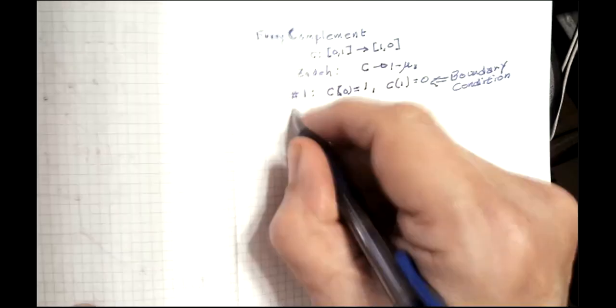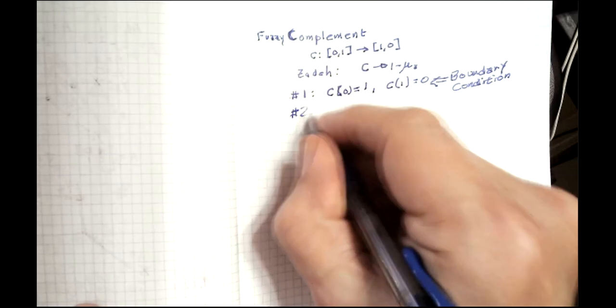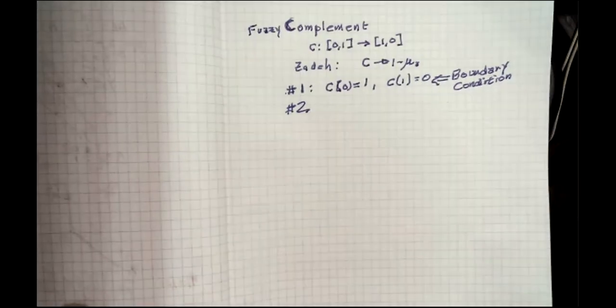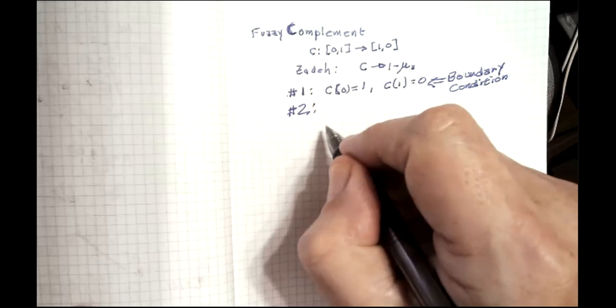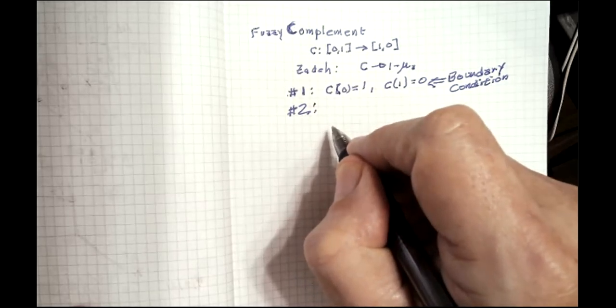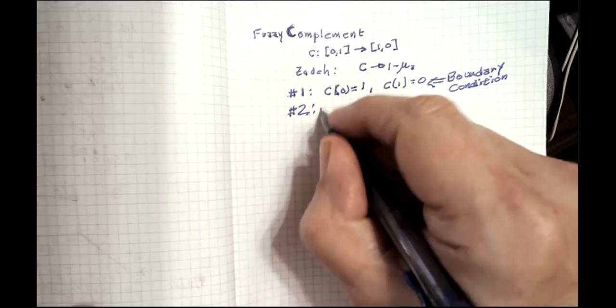Axiom number 2. Let me see if I can position myself. I'm just figuring out how to write here. Axiom number 2 is it should be monotonically non-increasing.